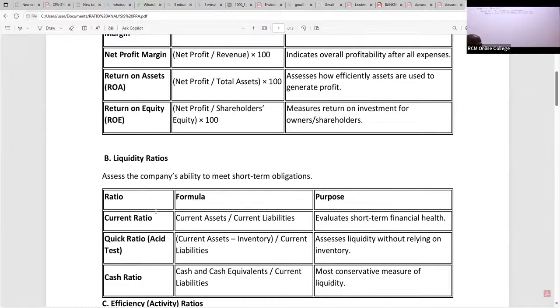How about quick ratio? Pretty similar to current ratio, except that for quick ratio, we deduct inventory, because it's not easy for you to convert inventory to cash. So you deduct inventory out of current assets, and then, of course, you divide this by current liabilities. Then now we have the cash ratio. Under the cash ratio, we take cash and cash equivalents only, and then we divide by current liabilities.